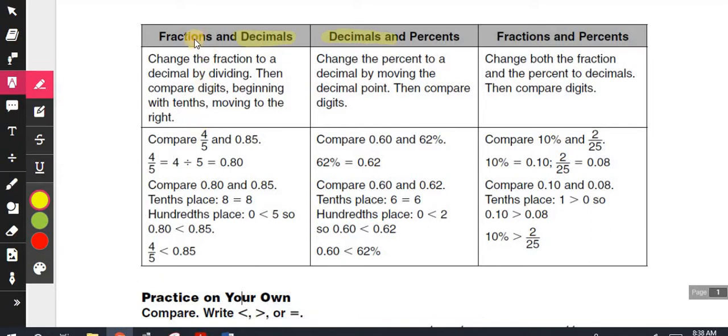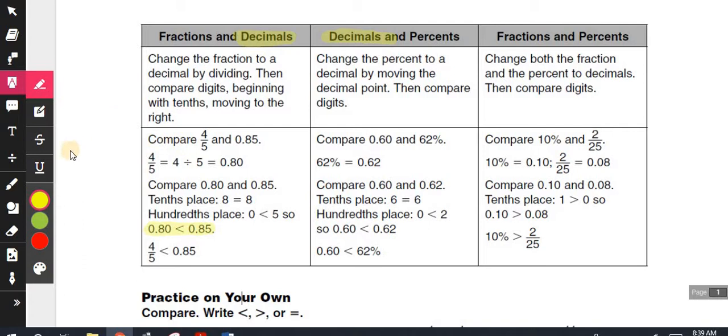So if I want to take a fraction and turn it into a decimal, all I'm going to do is take that 4/5, that fraction bar means divide. So we're going to do 4 divided by 5, which is 0.8. So if we were comparing 4/5 and 0.85, because 0.85 has 2 decimal places, we're going to take that 0.8 and show 2 decimal places, make it 0.80. When we compare 80 versus 85, 80 is less than 85. So that means we would need to show that our 0.80 is less than 0.85.